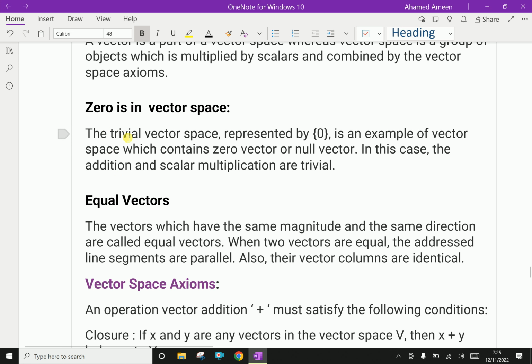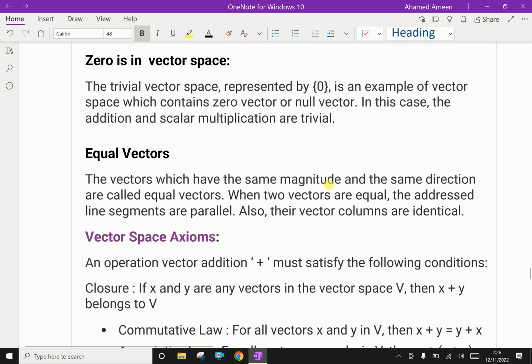We have to understand that 0 is a vector space. A trivial vector space represented by 0, that is the set 0, is an example of a vector space which contains the 0 vector or null vector. That means the 0 vector is in a vector space. In this case, the addition and scalar multiplication are trivial.